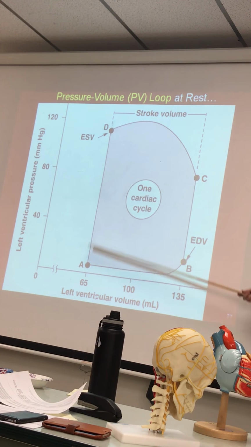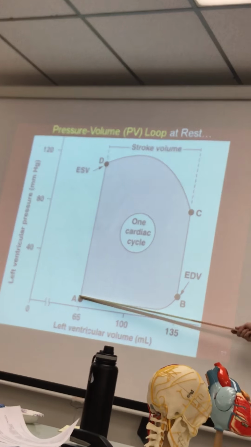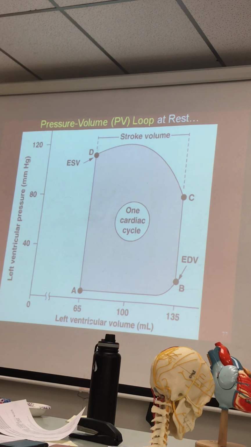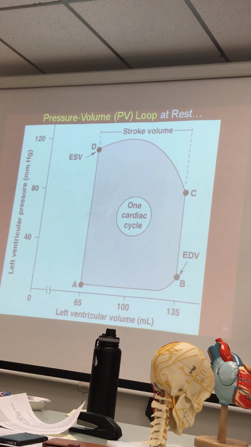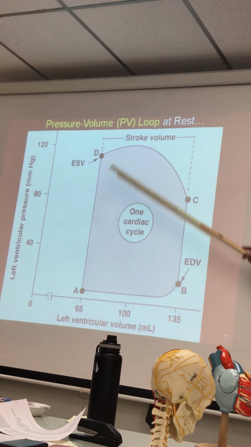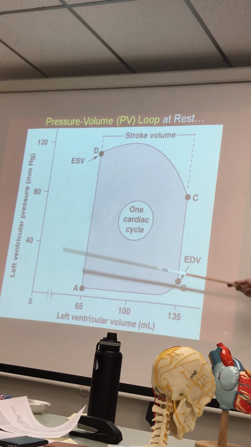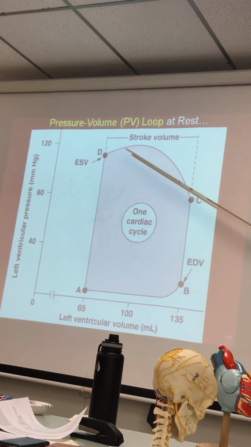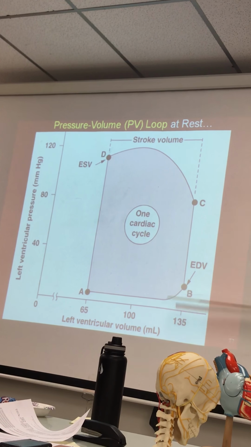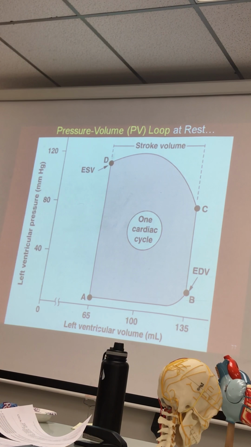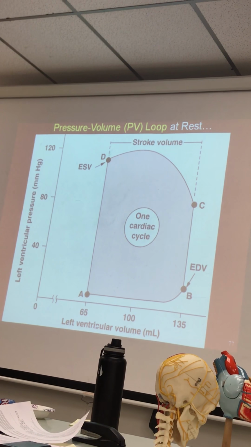From D to A, pressure is falling, which must mean the ventricle is relaxing, but there's no change in volume because all of the valves are closed. So this phase is isovolumetric relaxation. So from D to A to B, all of that represents ventricular diastole. And then B to C to D, ventricular systole. Yep.